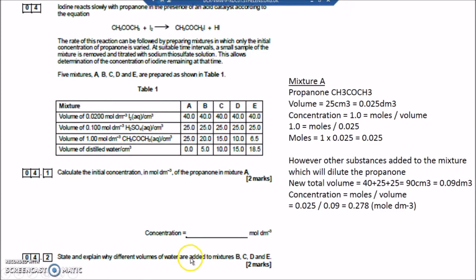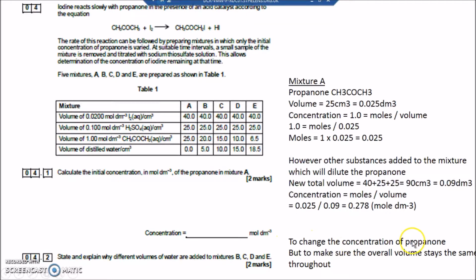State and explain why different volumes of water are added. So we want to change the concentration of propanone but keep the total volume all the same, so it's a fair test in that respect. But I want to change the volume of propanone and hence change the concentration of the propanone.